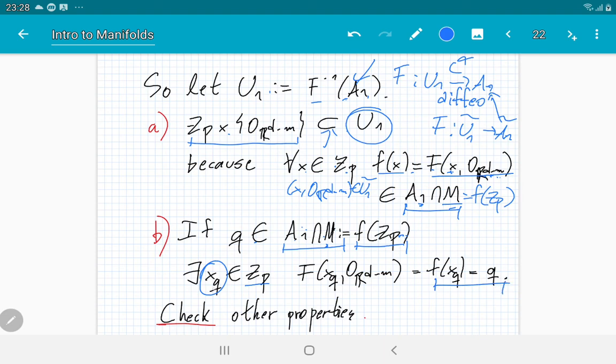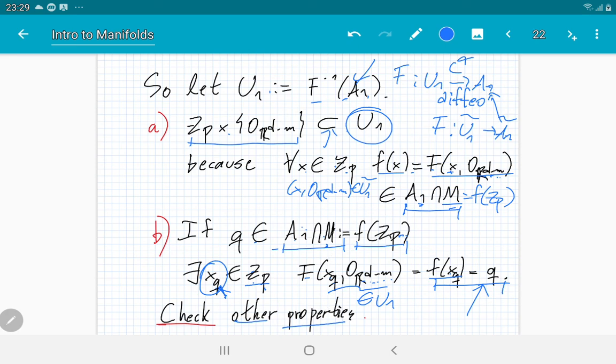I have this. But I also know that if xq is in Zp, then, because of item A, Zp times 0 in R^(d-m) is contained in U1, right? So this belongs to U1. And therefore, little f of xq is equal to capital F of (xq, 0) in R^(d-m). So for all points in the manifold, their preimages are of the form x followed by d minus m zeros. Oh, the other properties, maybe you have to go back to the statement of the theorem to check that everything works. But now you're done, because points in the manifold have preimages. Actually, they have unique preimages because capital F is a diffeomorphism, so it's a bijection.